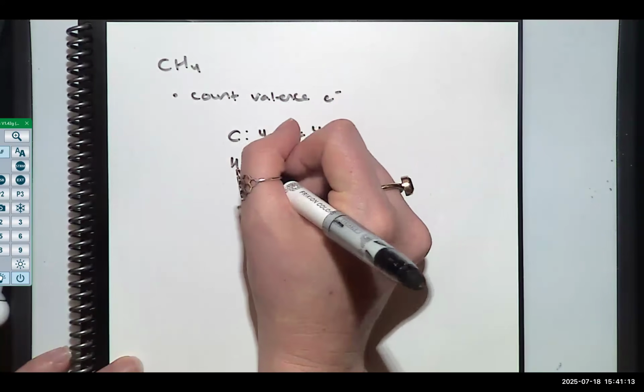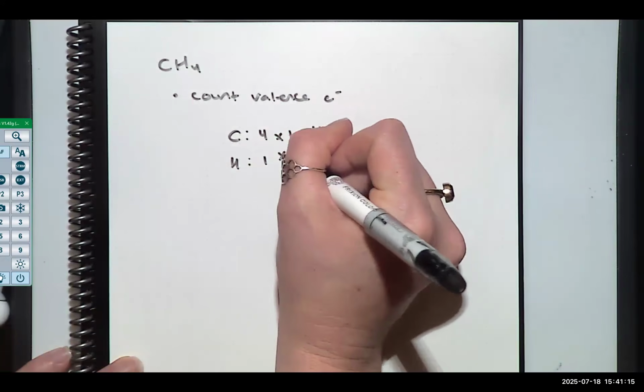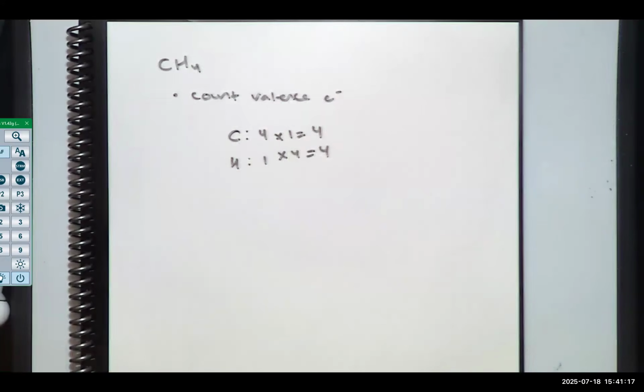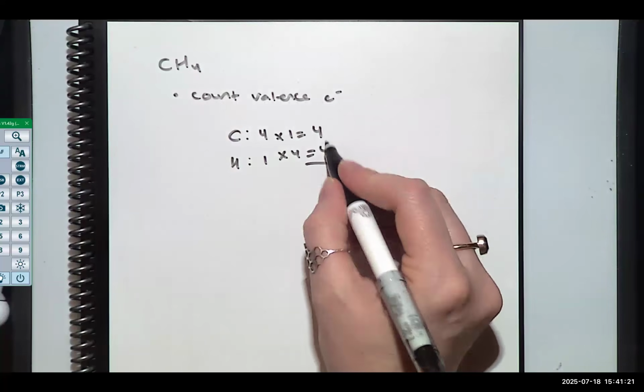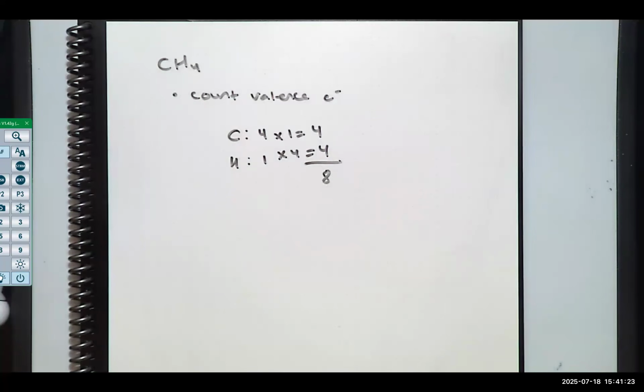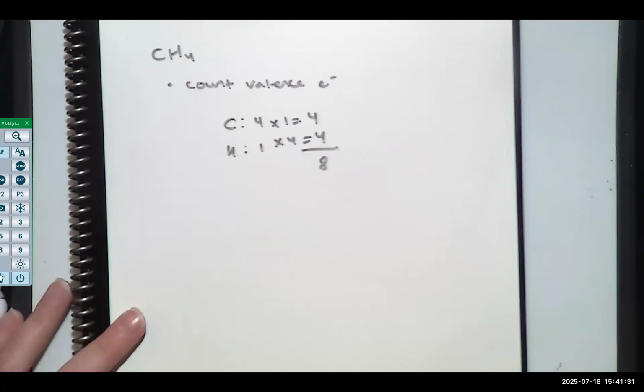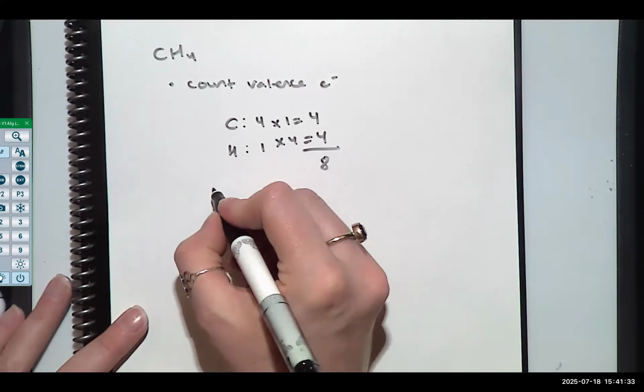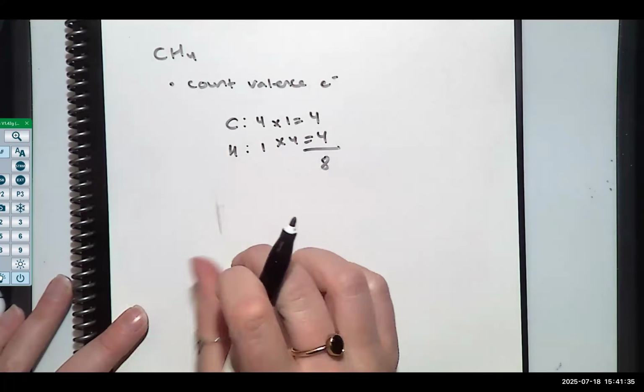Now hydrogen has 1 valence electron, and there's 4 hydrogens. So that gives us 4 valence electrons. So we add these up, and we have a total of 8 valence electrons. This is about the most math that you're ever going to do in organic chemistry, which is part of why I like it. So we have 8 valence electrons.